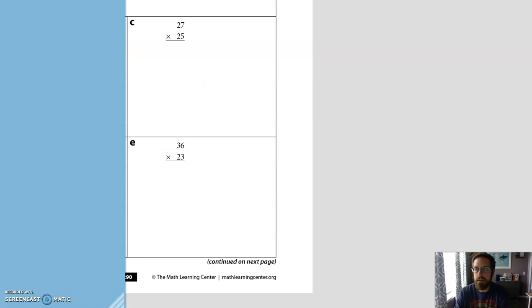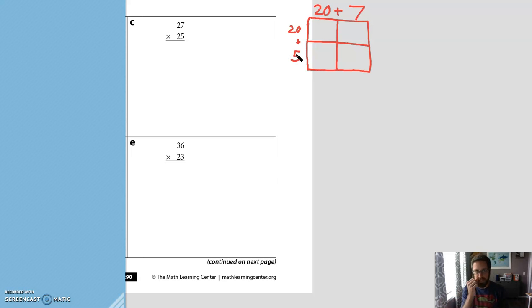So again, we have 27 times 25. I'm going to show you because I know we did a lot with the area model. I'm going to show you how to do it with the area model. So I'm going to set up and do 20 plus 7 for my 27, and then we have 20 plus 5, and I'm going to again go back and forth just like yesterday.